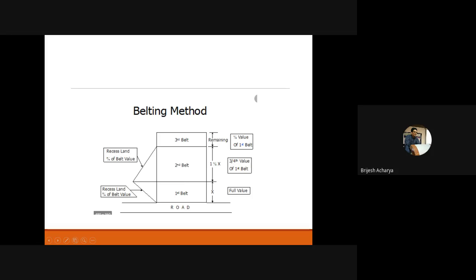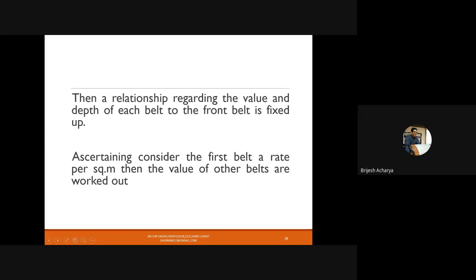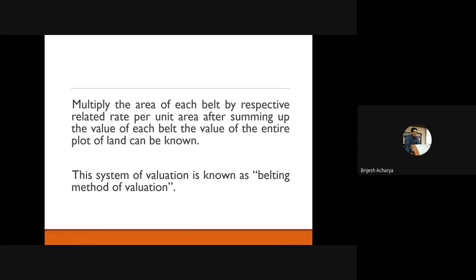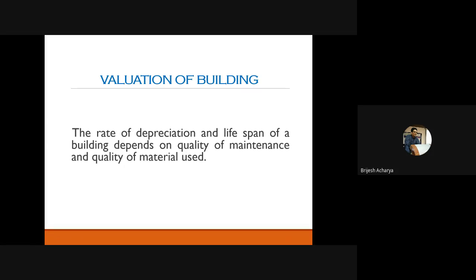That means the developer will not have a uniform value of plot for the entire area. He has divided the value of plots in such a way that the average profit he wants from developing the entire area, he can recover, but not by keeping a uniform price. He may keep the highest price for the first belt and maybe the lowest price for the left hand side recess land, which is of irregular shape. So that gives you the analysis of the belting method of valuation. Then the relationship regarding the value, I have already explained, so I'll go ahead.